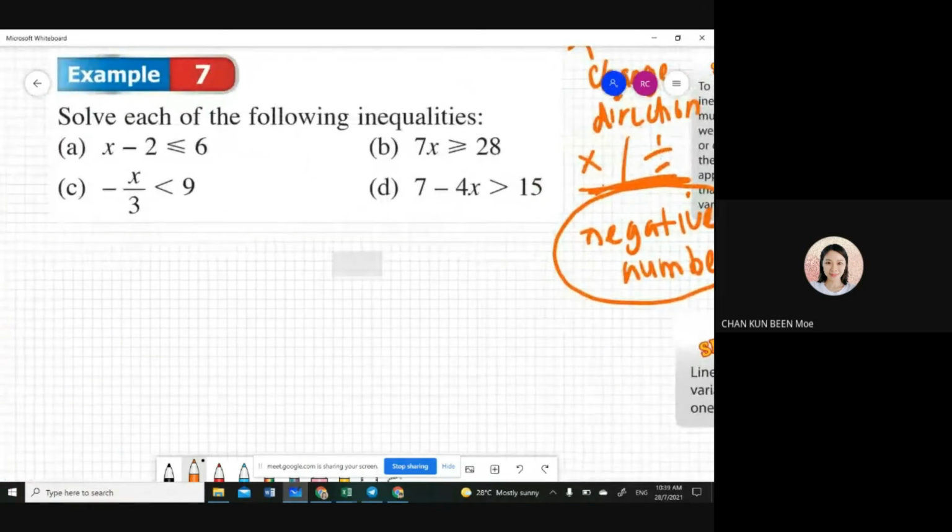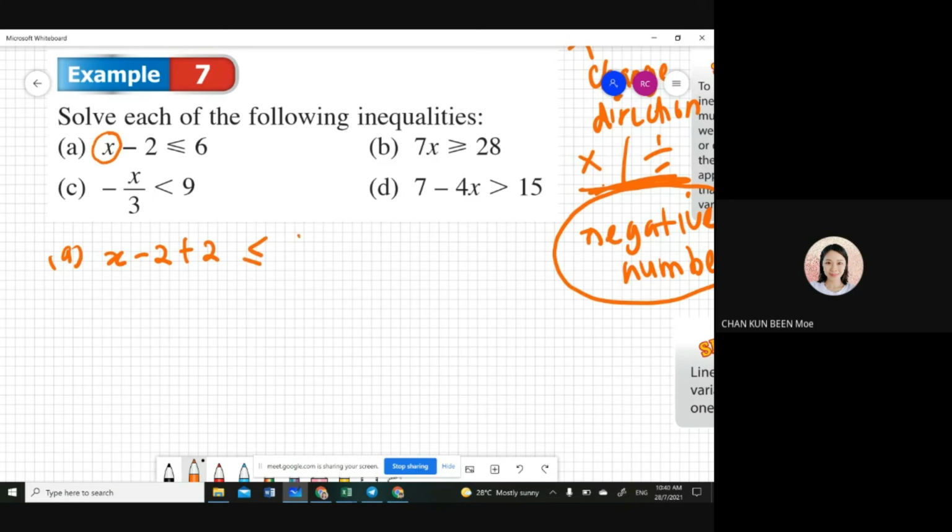Okay, we look at A. x minus 2 is less than or equal to 6. To solve this means that we are going to get the value of the unknown. To get the value of the unknown, since this part is minus 2, we need to get rid of the negative 2, so we plus 2. And then less than or equal to 6. If this one plus 2, we also plus 2 on the right. Over here you can see negative 2 plus 2 becomes 0. The remaining is x. And on the right, 6 plus 2 is 8. So we get the answer already.